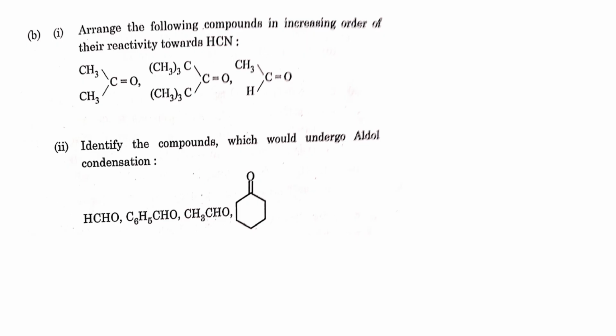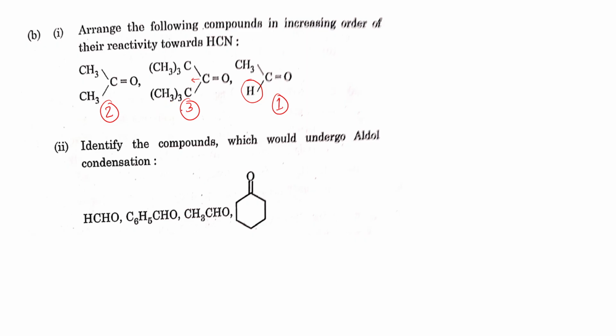B. In this case, we have to arrange them in increasing order of their reactivity towards HCN. Okay, so basically, sorry, we have to consider the steric factor. Here we have H. On this side we have CH3. Here we have a tertiary group. So I think this one will have the highest reactivity, followed by this one, and then least is this one, because of so much hindrance on the carbonyl carbon. This is the carbonyl carbon, so there is a lot of hindrance.